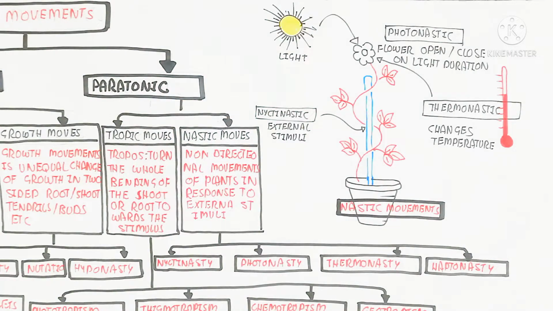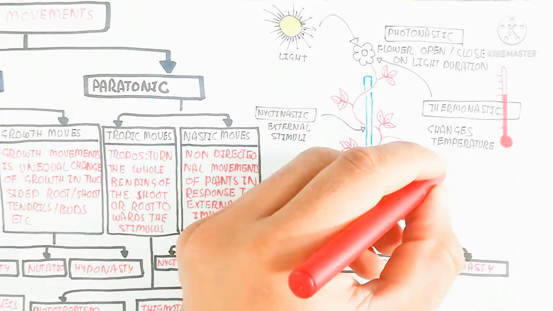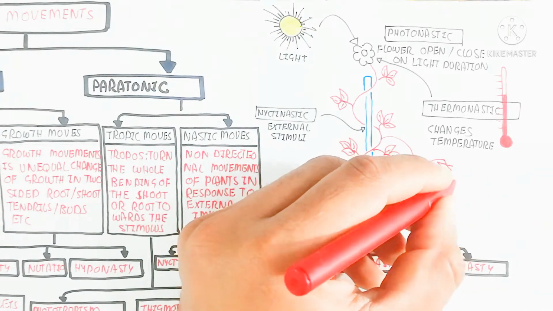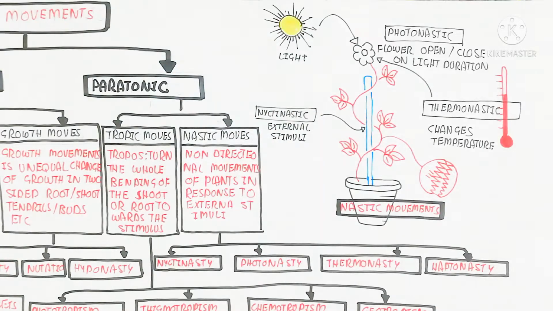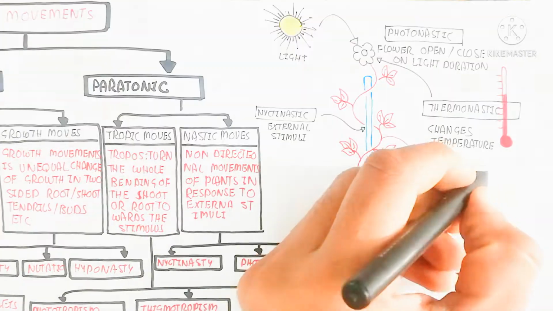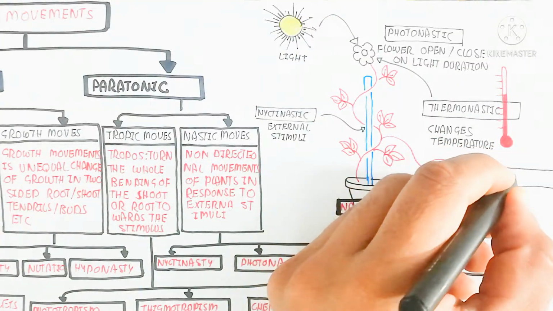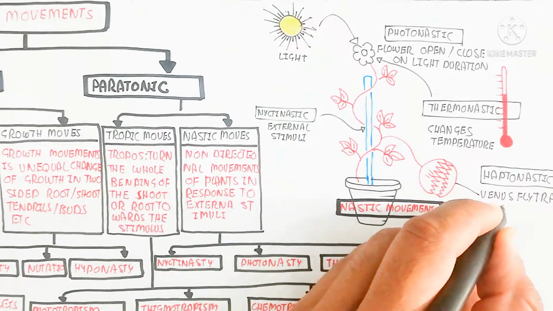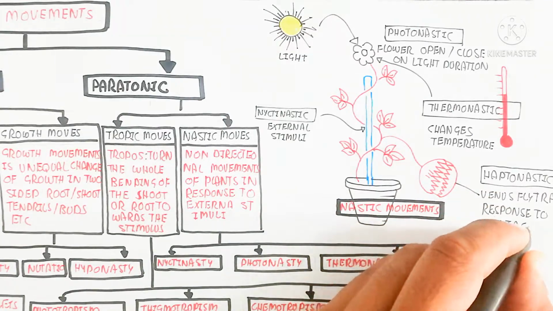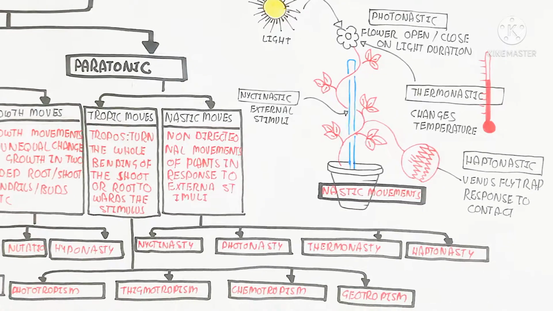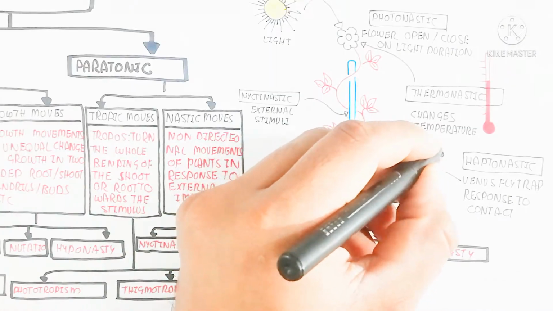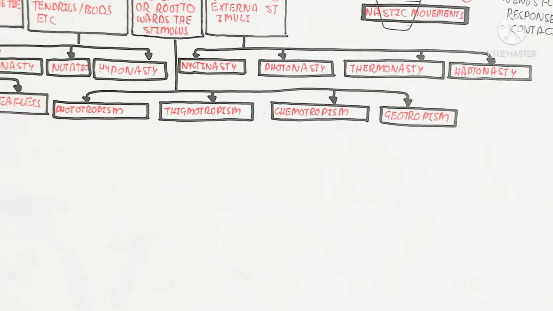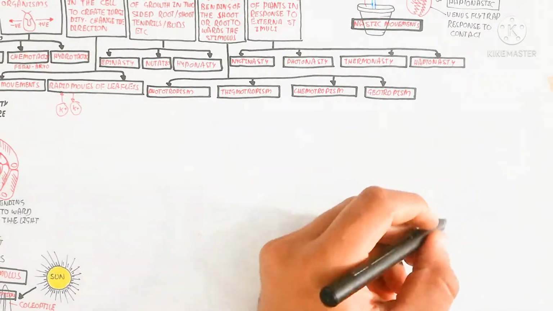On the other hand, the haptonastic movement is seen in the Venus flytrap. The plant responds to contact. When an insect makes contact, it will close and capture the insect. So this type of nastic movement is an unequal, non-directional movement. It means we cannot assume the direction. While in other movements, for example tropic movement, we can understand phototropism, thigmotropism, chemotropism, and geotropism.